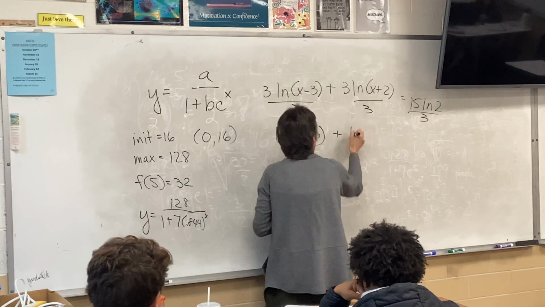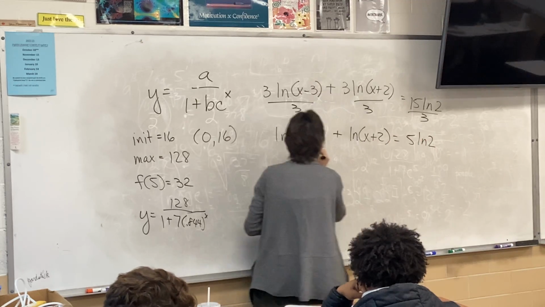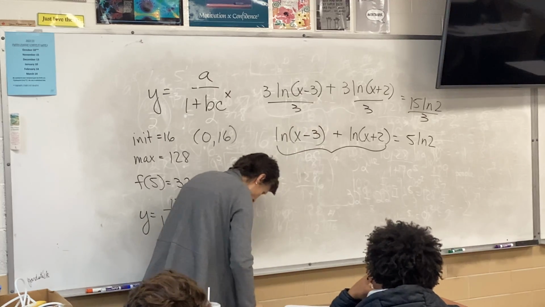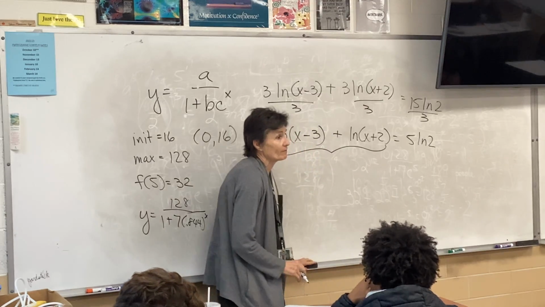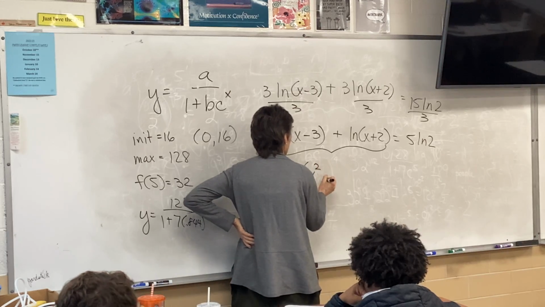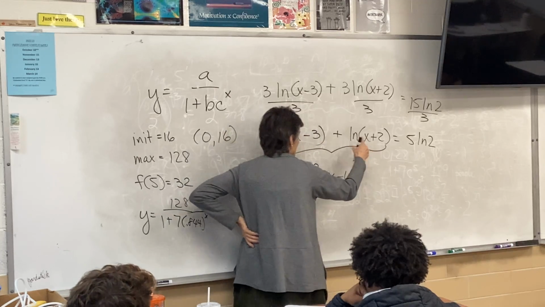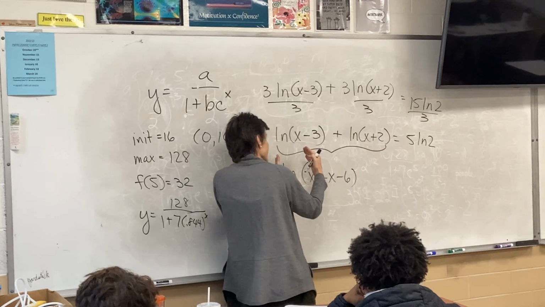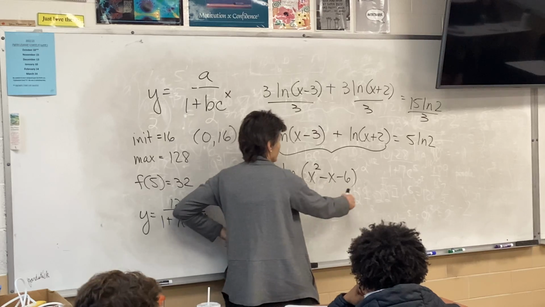Then, I'm going to have to put these two together. Now, when I put them together, they will go together as an add, subtract, multiply, or divide. Multiply. So ln x squared minus x minus 6. I am FOILing these two. That tells me that when I condense, I'm going to multiply these together, so I think I FOILed correctly.